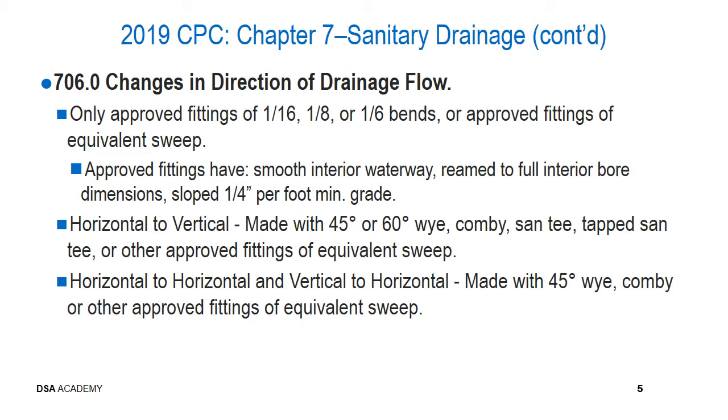Changes in direction from horizontal to vertical are made with 45 degree Ys, 60 degree Ys, a combi, which is a combination Y and 1/8 bend, a santee, a tapped santee, or other approved fitting of equivalent sweep. Horizontal to horizontal and vertical to horizontal changes in direction are permitted to be made with 45 degree Ys, again combis, and other approved fittings of equivalent sweep.